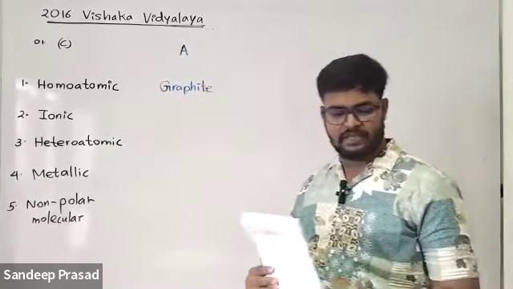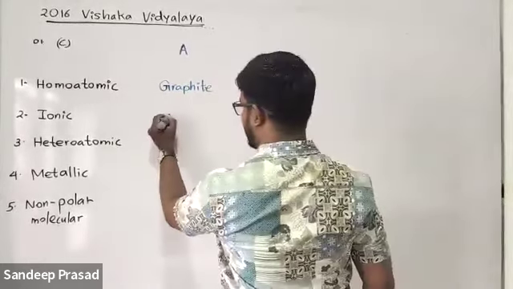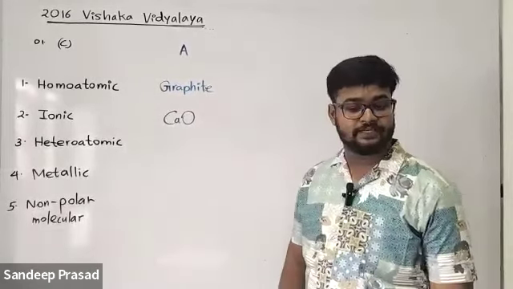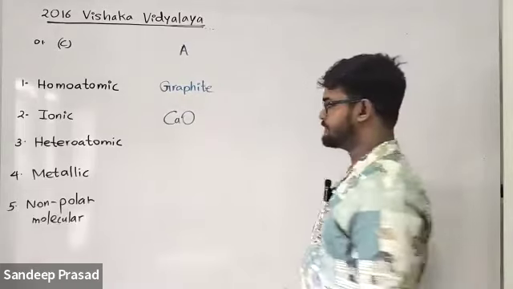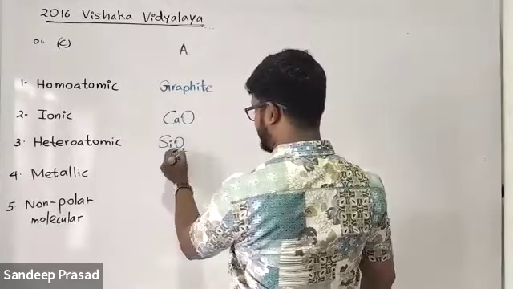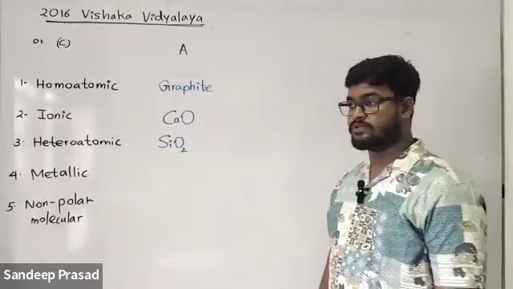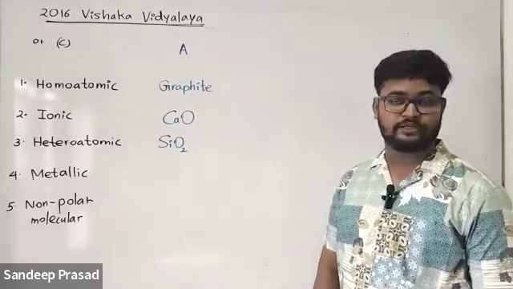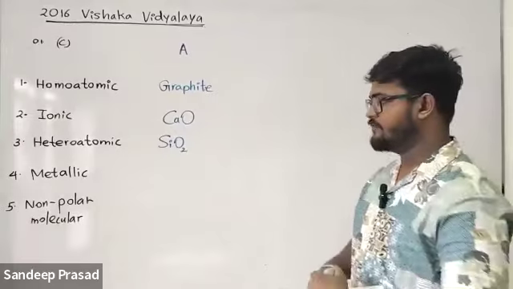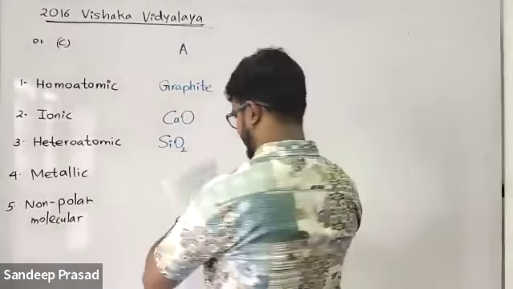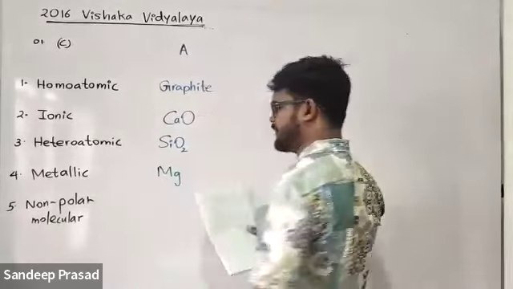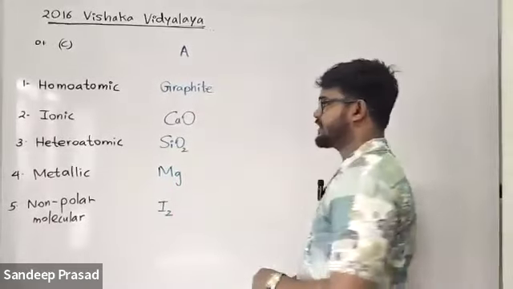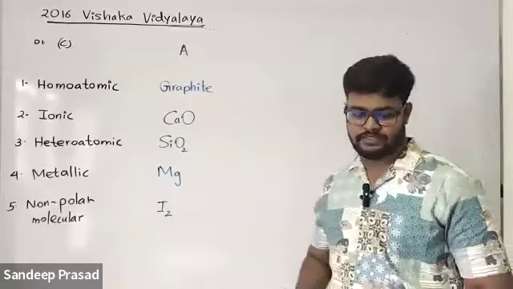What is the ionic compound that they have given? The ionic compound is calcium oxide. Heteroatomic. What is the heteroatomic lattice we learn? The main one, silicon dioxide. In the paper class, we have discussed silicon dioxide more, right? Forming 4 bonds, and it's forming a huge covalent lattice. Therefore, boiling and melting points are greater than we expected, right? So those kinds of things we learn. And which one is the metal here? Of course, it is magnesium. And who is the non-polar molecule here? Definitely, it should be iodine. So these are the corresponding 5 compounds according to their characters.